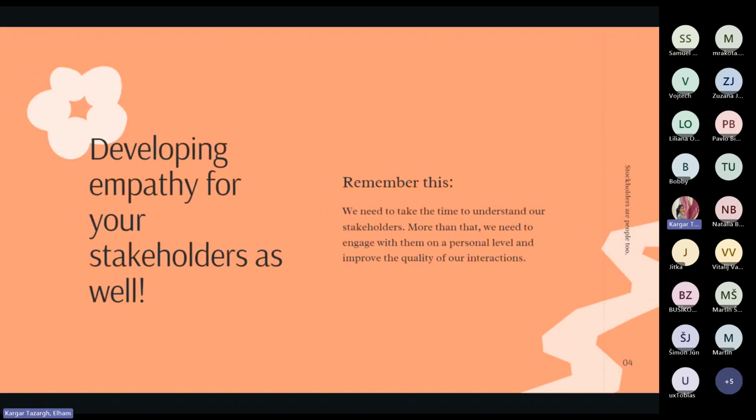But there is another thing that we need to think about: stakeholders are people too. Sometimes we, as UX designers, put so much empathy into the users that we completely forget about the stakeholders, and we forget that we need to hear them. We need to understand what they are trying to tell us. So always be sure that you are understanding the stakeholders, and also keep some personal engagement to improve the quality of your interactions.